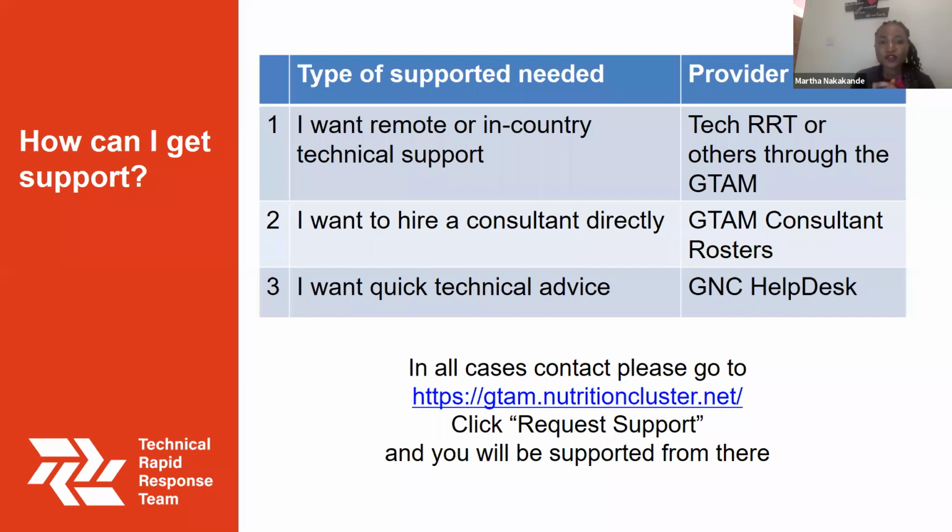Through requesting support from the TechRRT, we can avail remote or in-country technical support, although within the current context, it's mainly remote support. You can also hire a consultant directly. There exist standing pools of consultants within the GTAM for the different areas, including CMAM, IYCF, assessments, and micronutrients. You can also ask direct questions through the GNC Global Health desk. Should you have any questions, please do contact us through the link shown below and request the support that you need.